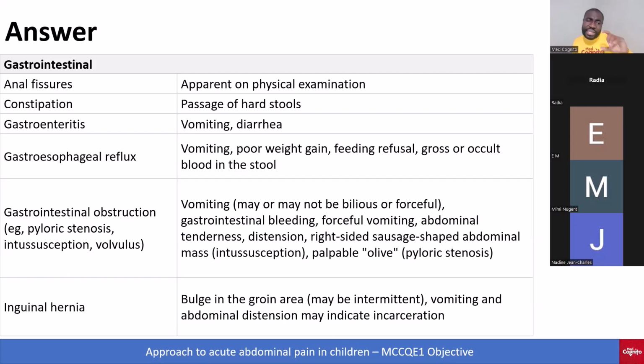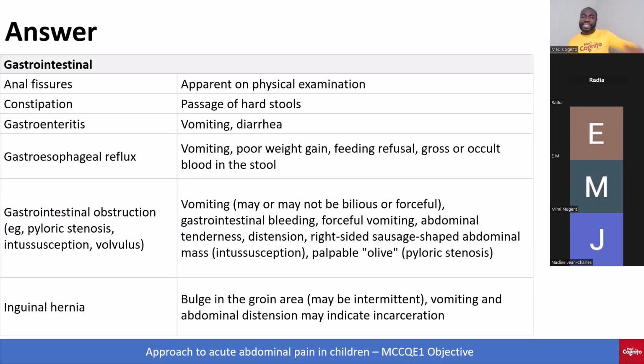How will I know that this point is talking about gastroesophageal reflux disease? I'm looking at a child who is irritable, who is vomiting, who has gained weight poorly, who is refusing to eat, and may have blood in the stools. That's gastroesophageal reflux disease.